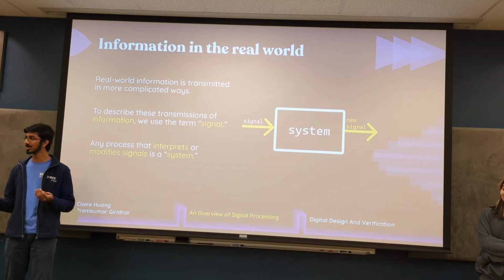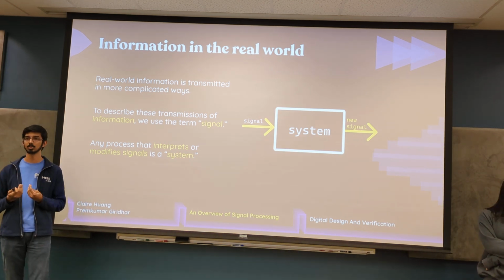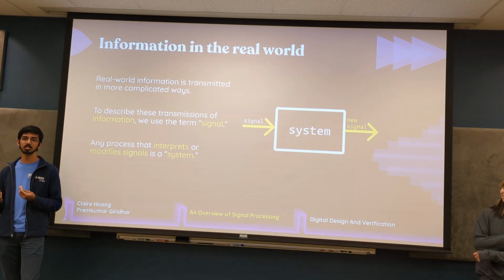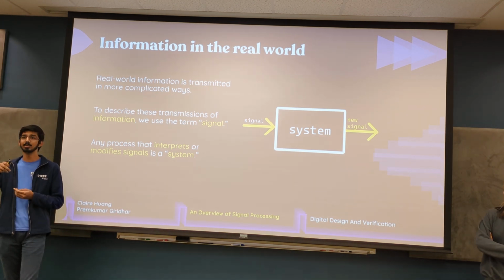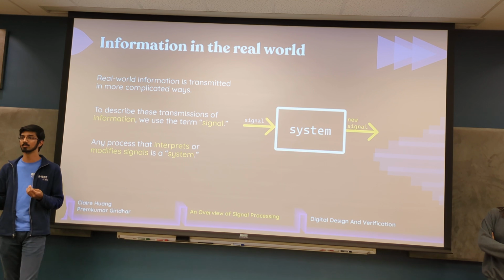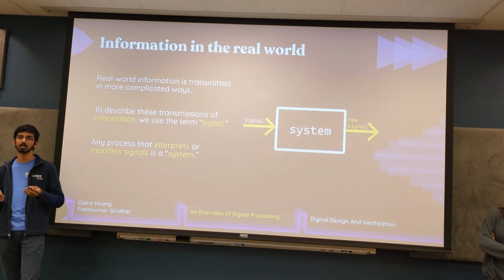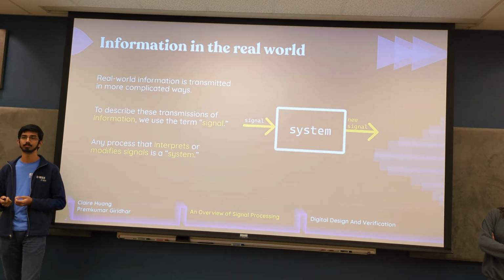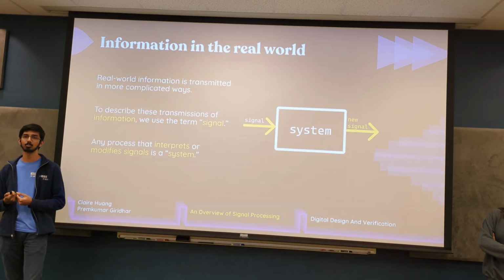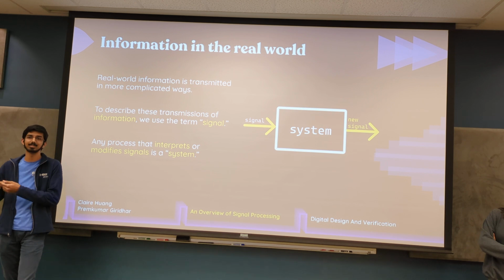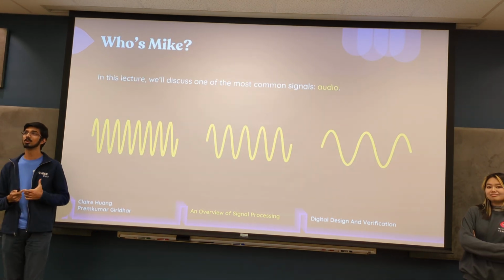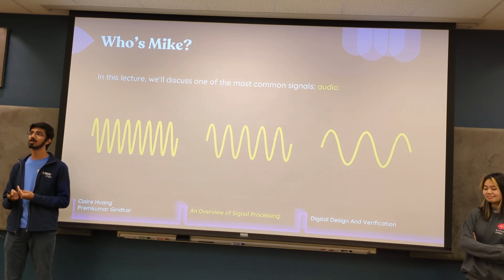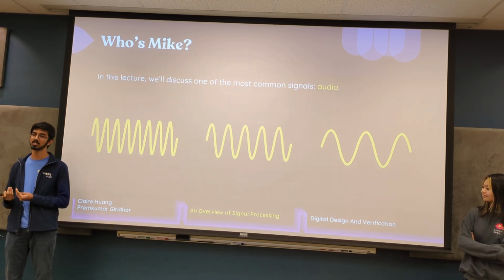So for the rest of this lecture, to describe these transmissions of information, we're going to use the term signal, which is essentially, at its very core, just some information that is being represented in some very specific way. And any process that will interpret or modify or use these signals will be called a system. So now, if you've ever been wondering what signals and systems mean as the course title for 102, it's just this. In this lecture, we're going to be talking about one of the most common types of signals, which is audio.